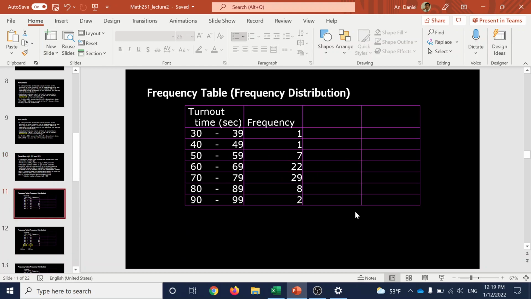Now let's move on to frequency tables. What I did was I took that turnout time and put that into bins. These are called bins, the 30 to 39 bin, the 40 to 49 bin. They're also called classes. I divided them into bins or classes. And I see that in 22 instances of fire, the turnout time was between 60 to 69, and so on and so on.